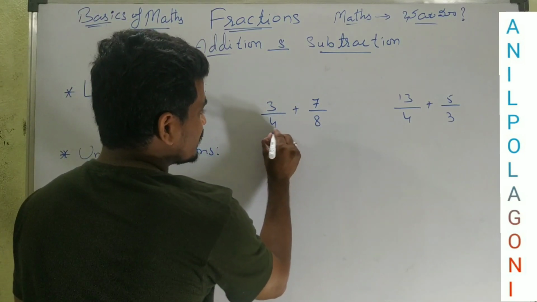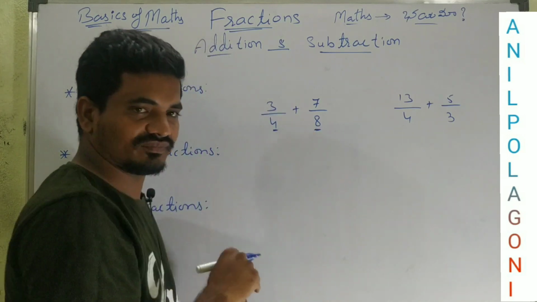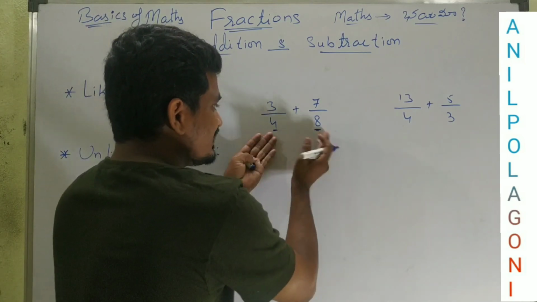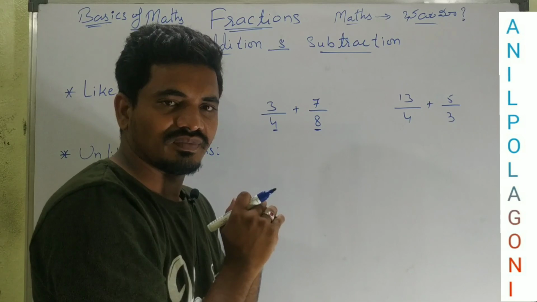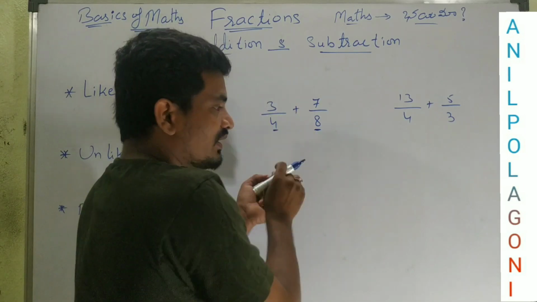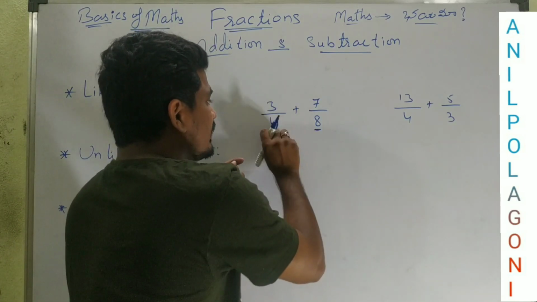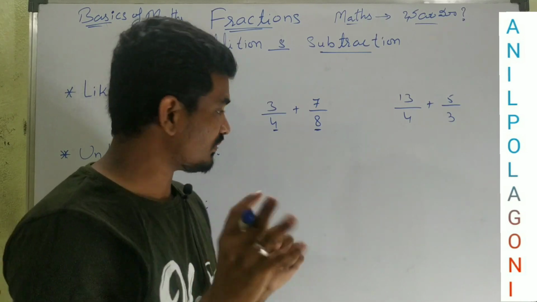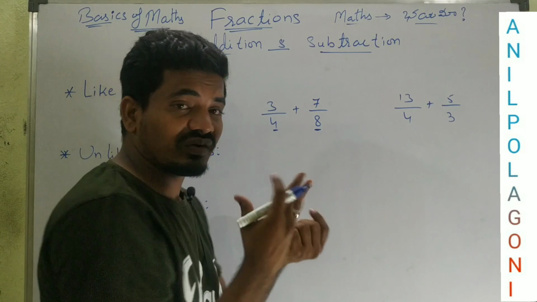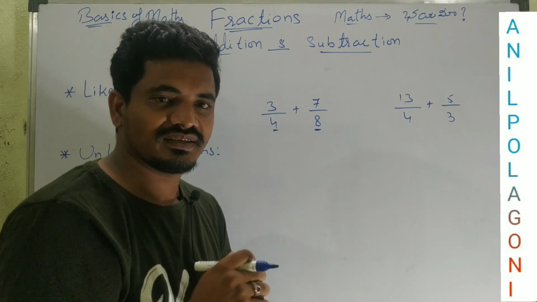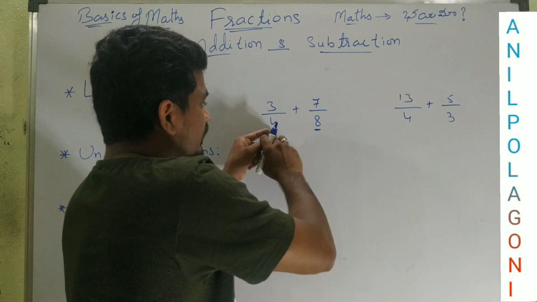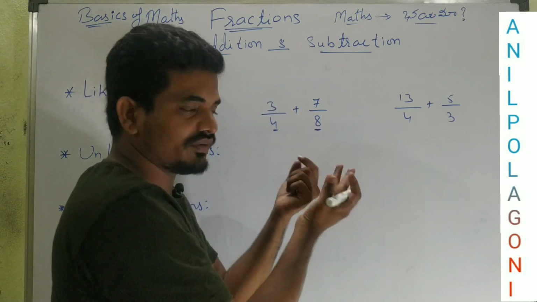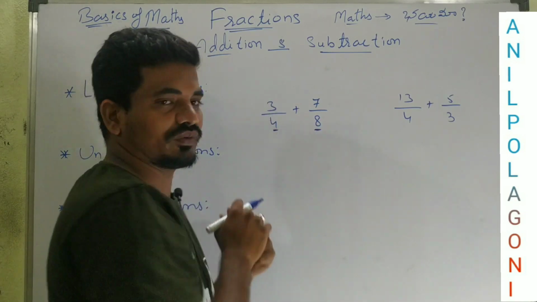Here the denominator is 4, and here the denominator is 8. So what is the relation between these two numbers? 8 is a multiple of 4. These two are not like fractions actually, but 4 is a factor of 8, or you can take it that 8 is a multiple of 4.